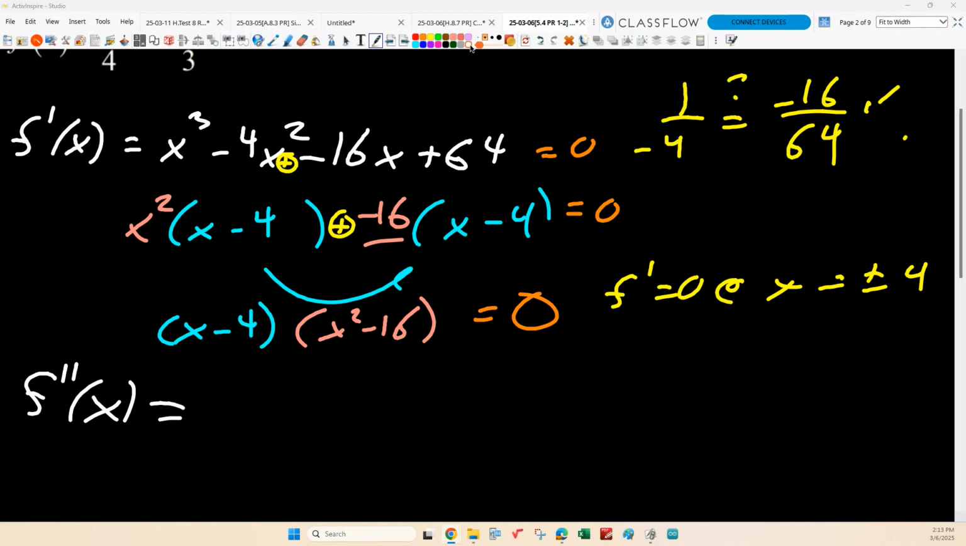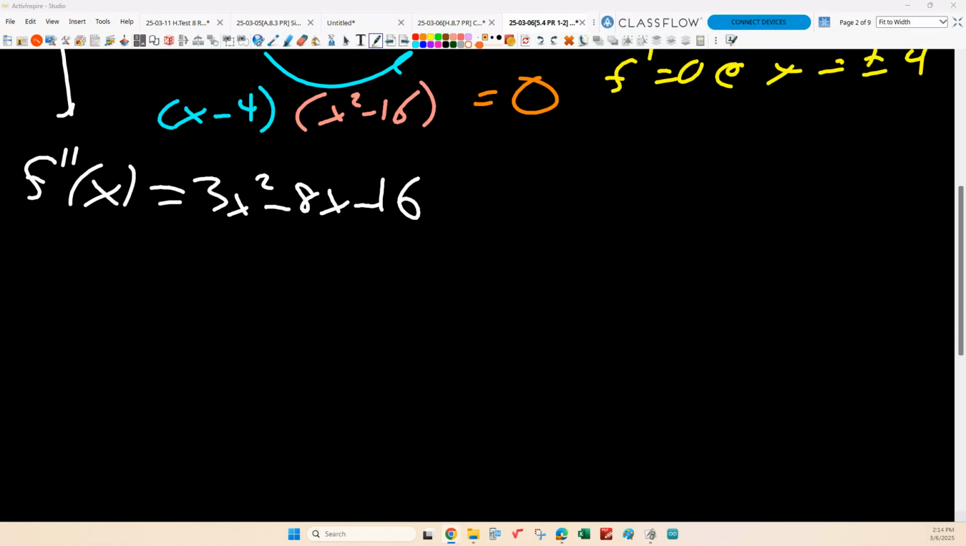What's our second derivative? What is it again? 3. Yeah, we're going to go from here, aren't we? We don't want it factored. We just want it as a polynomial. So 3x squared minus 8x minus 16. Okay. And so it'd be nice if we could factor that.